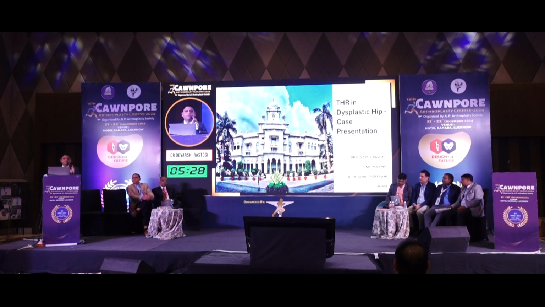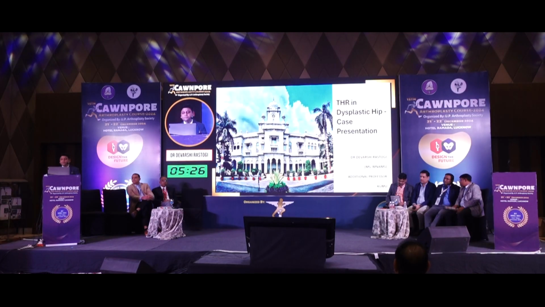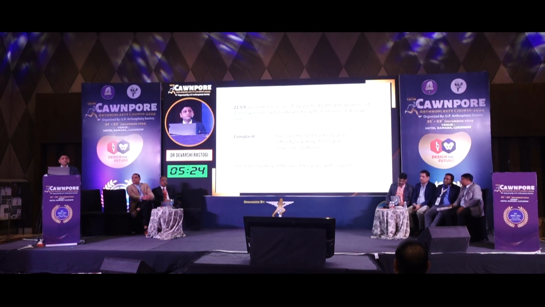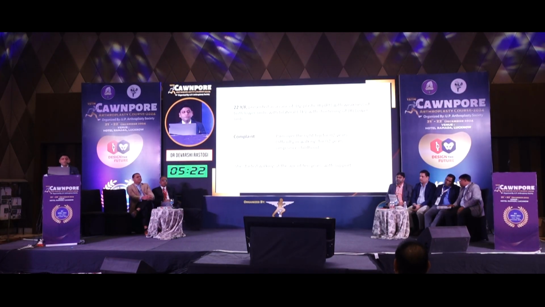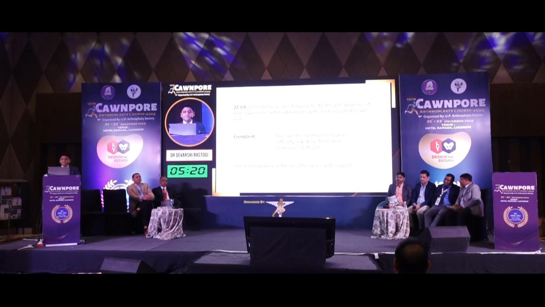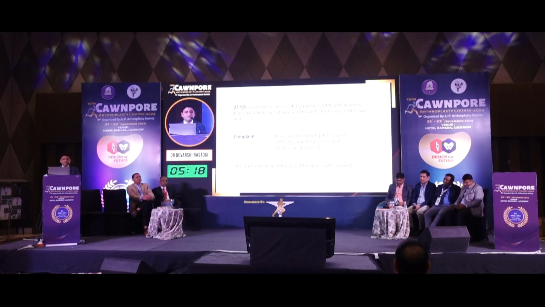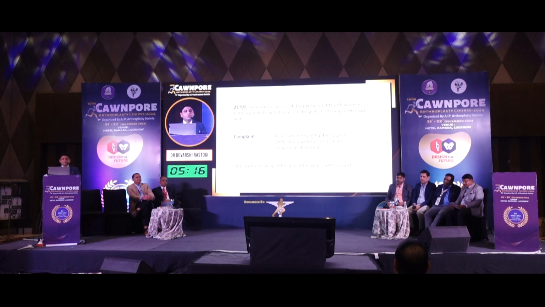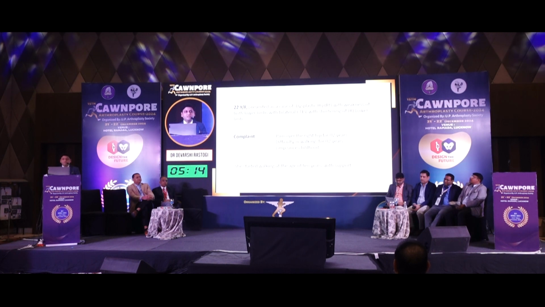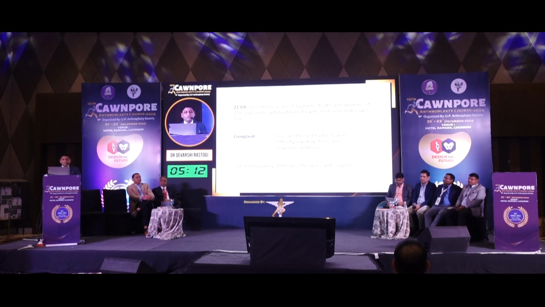So good afternoon, everybody. I'm going to present this case. This is a 22-year-old female presented as a case of dysplastic hip right side with weakness of both lower limbs, with bilateral CTEV, with shortening of the right lower limb.